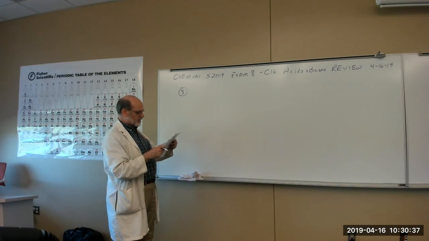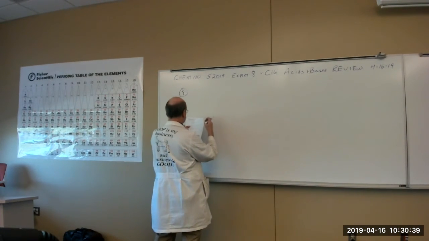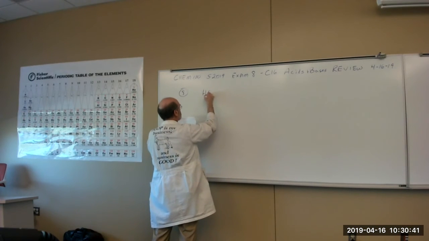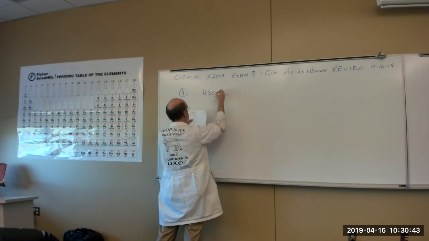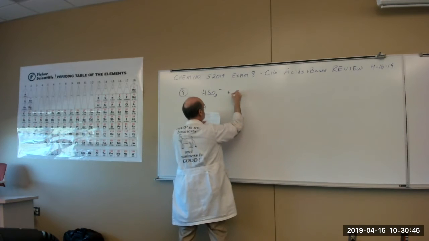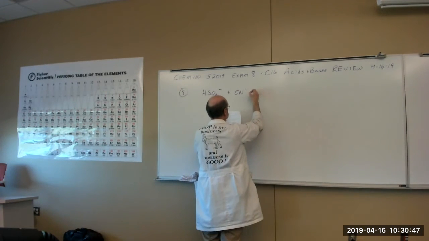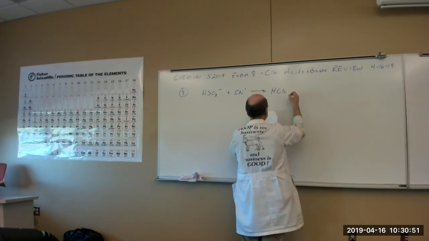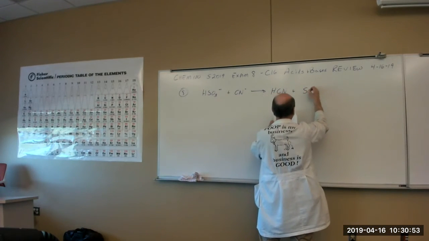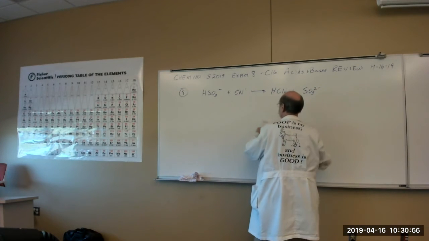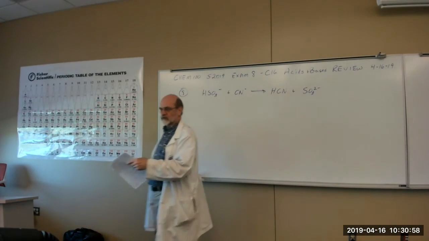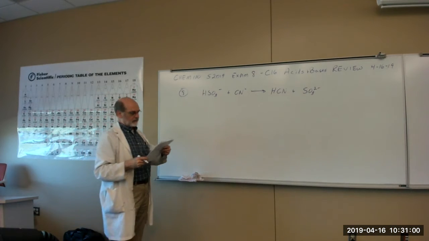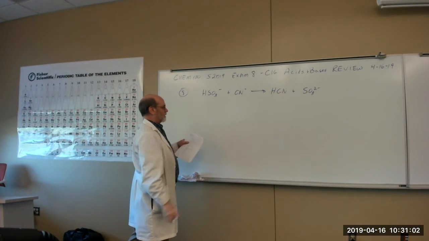Okay, let's see. So here's the reaction: HSO3 minus and CN minus react to give HCN and SO3 2 minus. Now this is all in aqueous solution. Right, we just didn't write it in. So what's happening?